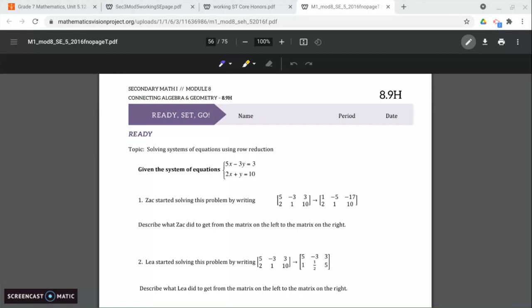Hi guys, welcome back. So what we're looking at today is 8.9. Sorry, forgot the name of it. The determinant of a matrix. So let's go ahead and jump right in.